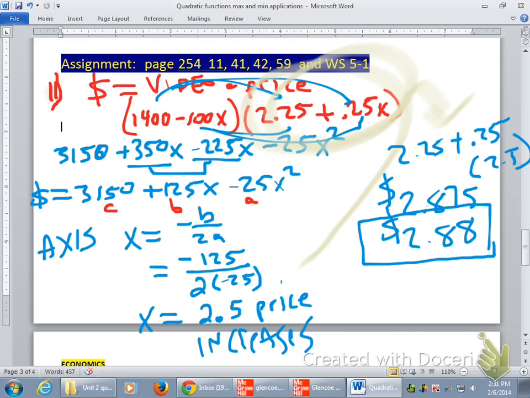But if they did ask me, what would I do to find the maximum profit? I could do the 2.25 right here and find out how many videos I'm going to rent, right? And then multiply that times $2.88 each. Or I could just go back to the original one, maybe this one, and plug in the 2.5. And then that'll give me the final answer as well. But that's what we're looking to do.